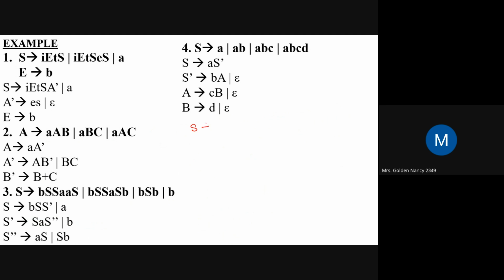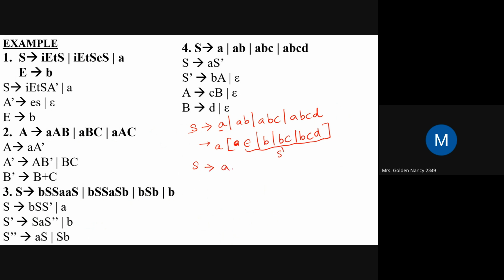Okay, S gives the last question: AB, ABC and ABCD. Okay, what is common? You all know A is common. So if I take A outside, it will be epsilon, B, BC, BCD taken out. Okay. So now I'm defining my S again, because from S only I have taken a common. So this is my S dash. So S will be A S dash.